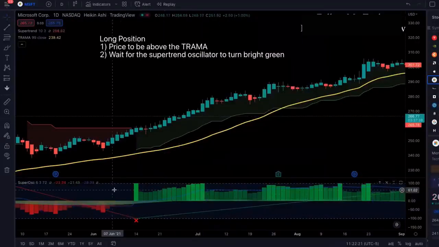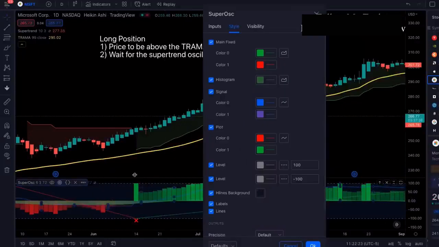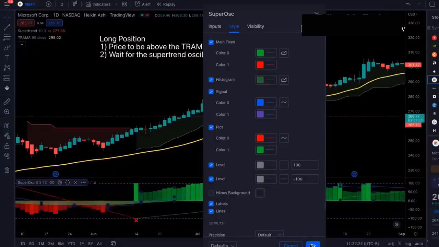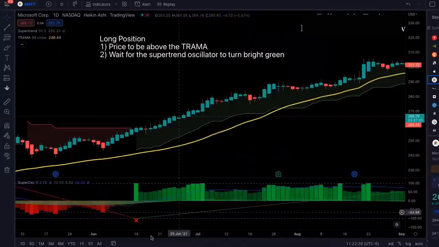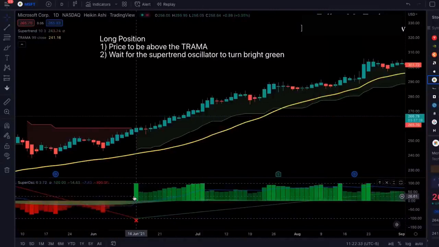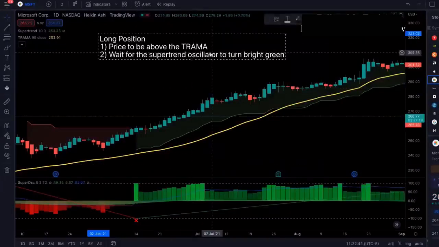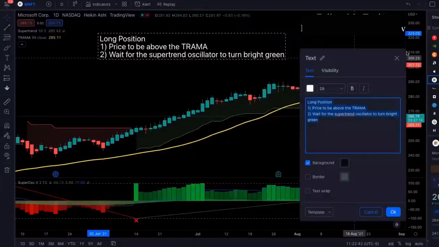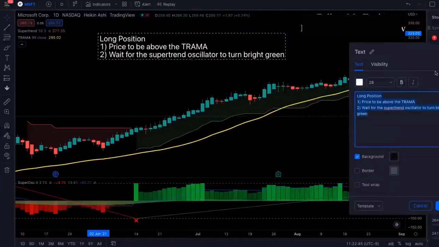And you know what, let's get rid of the background. I don't like the dark settings right there. Now whenever that touches the line, you know it's at 100. That's where you get your buy signal, the bright green candles. So you wait for the super trend oscillator to turn bright green.